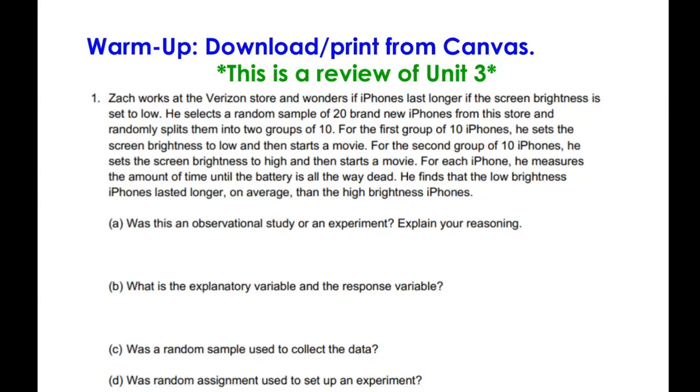Hi everyone, this is our last unit. We're combining Unit 8 and 9 into one unit. So make sure you get this link from Canvas, click on Unit 8, download it, and next to today's date.